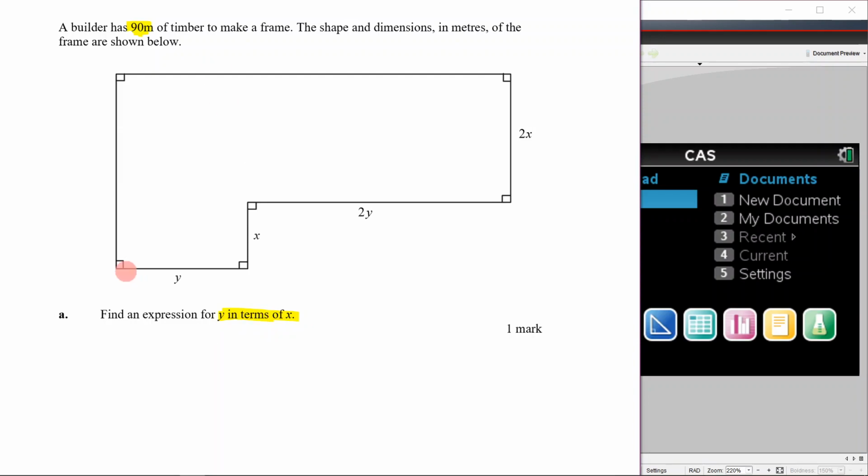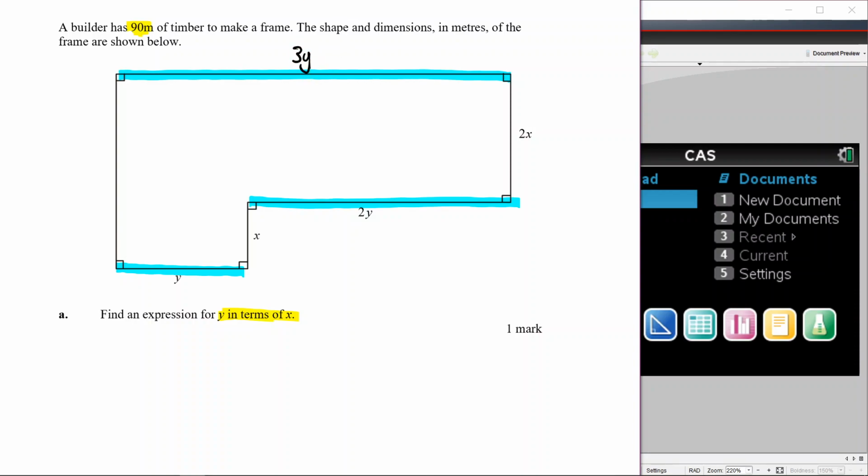As you can see, we have a y length here and a y length here. Now, if this is y and this is 2y, we can also deduce that this right here is going to be 3y, because y plus 2y is 3y. So let's put that in there. This right here is going to be 3y.